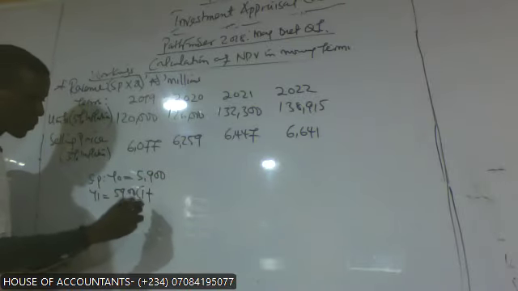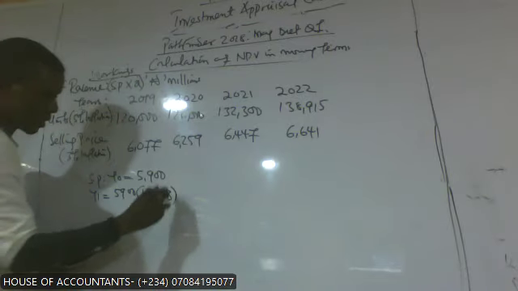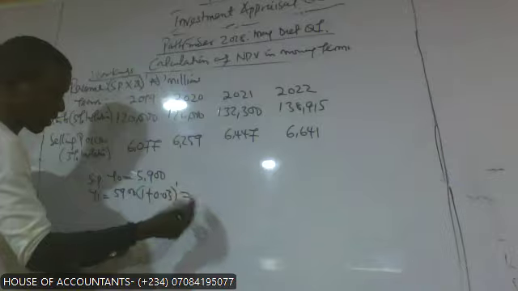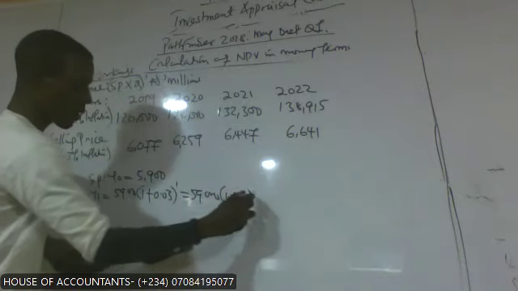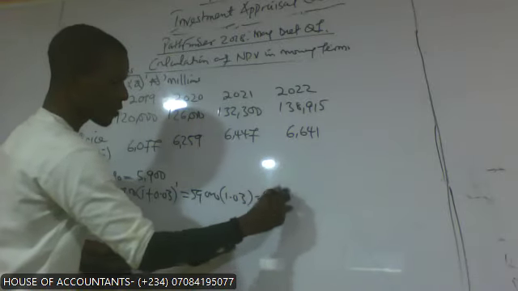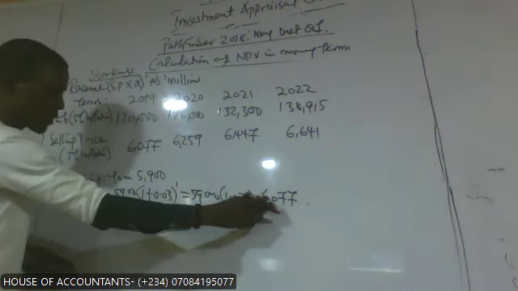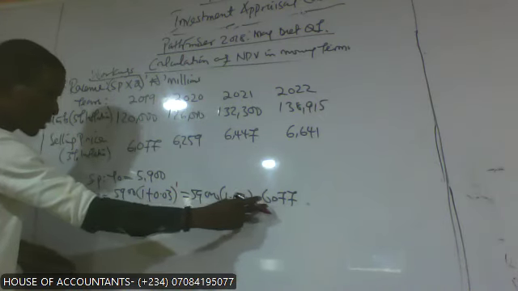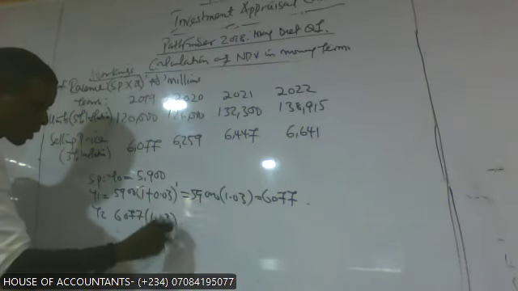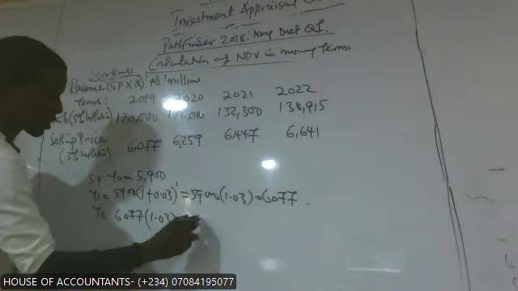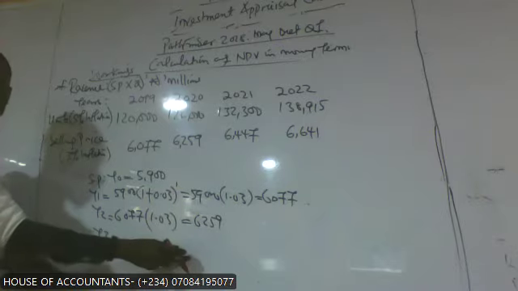To inflate is to compound it. So that is 1 plus 0.03. Since we are doing year 1, this is power 1, so we don't have to do all this again. So 1.03 for year 1, and that gives us 6,077. To get year 2, you bring down 6,077 multiplied by 1.03, and you get the next one, 6,259. To get year 3, bring down this, multiply by that. Are you getting it now?